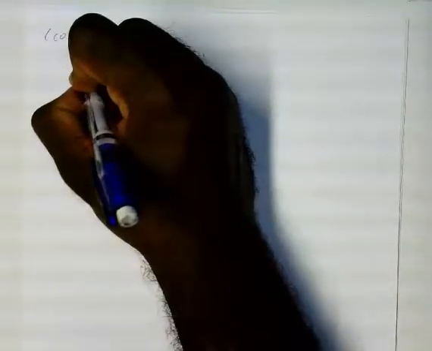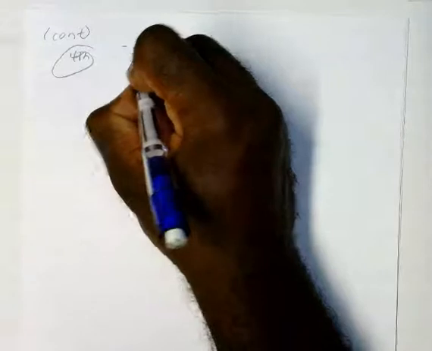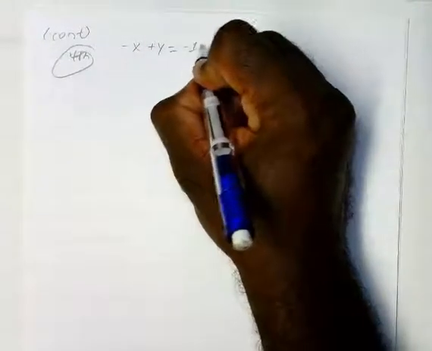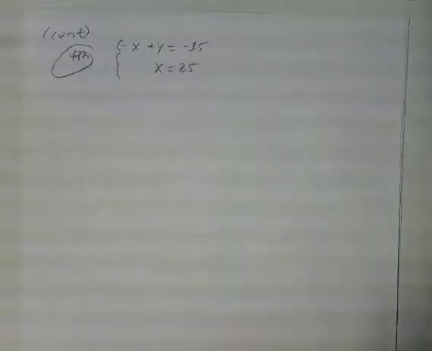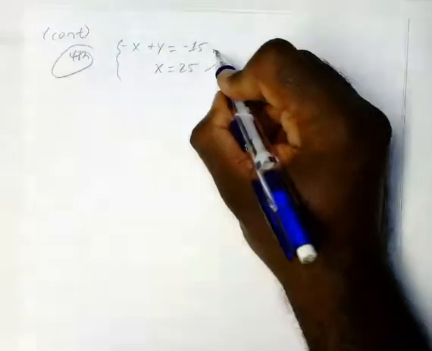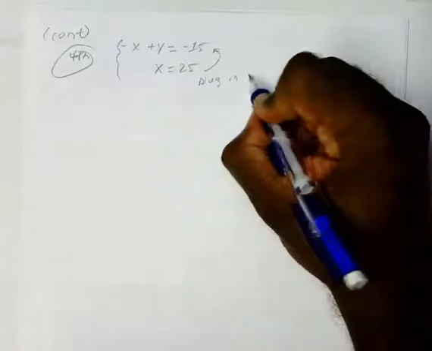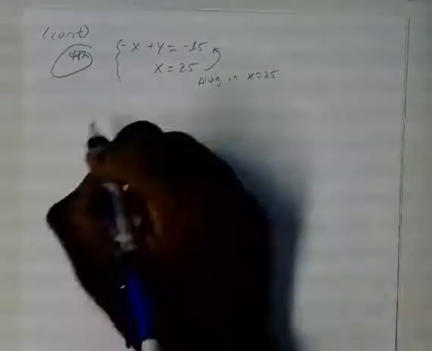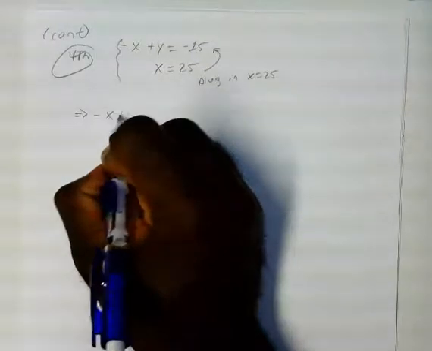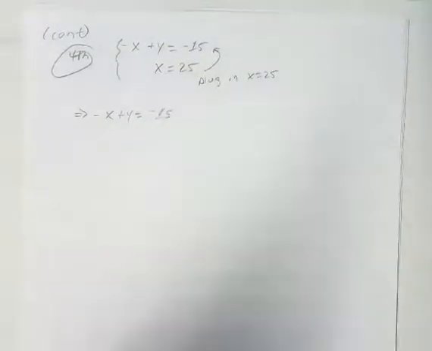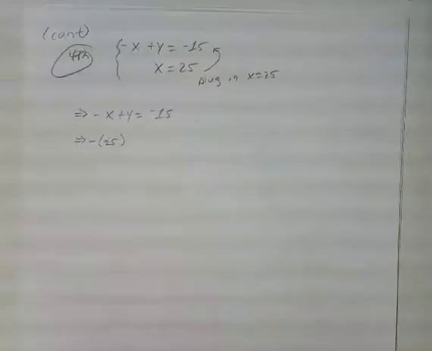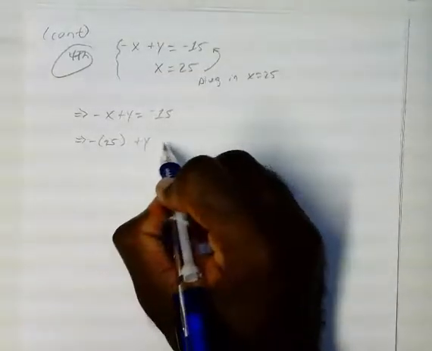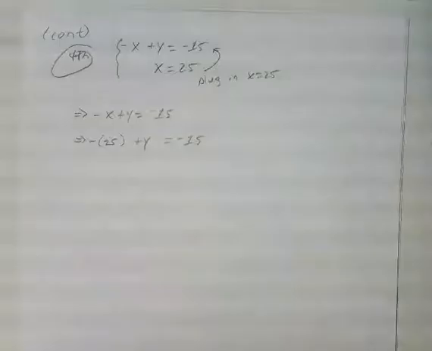Alright, so we're going to continue that with our 4th step. So we have -x plus y equals -15, and we have x equals 25, which means we can solve this one by substitution by just plugging in x equals 25. So that means we end up with -x plus y equals -15. That becomes -25 plus y. I don't know why I put the parentheses there. Equals -15. That was completely unnecessary.